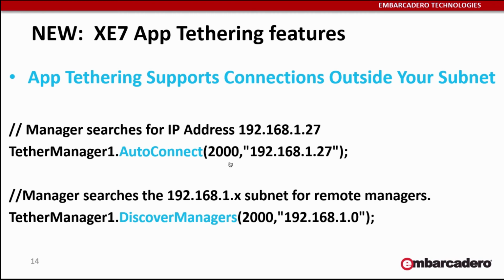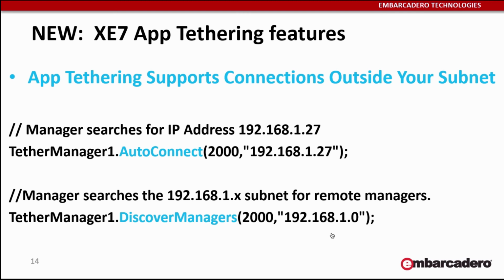For example, as we see on this slide, to specify an IP address to search for remote managers, you specify that IP address as the target. So here we have this IP address as our specific target. Or to specify a subnet of IP addresses, you specify an IP address with 0 as its fourth number. So for example, here we specify the IP address like this with 0 at the end. So in this case, your manager searches the 192.168.1 subnet for remote managers.